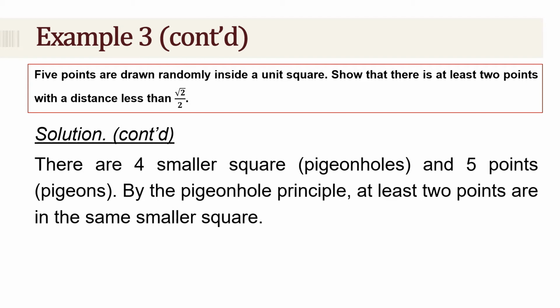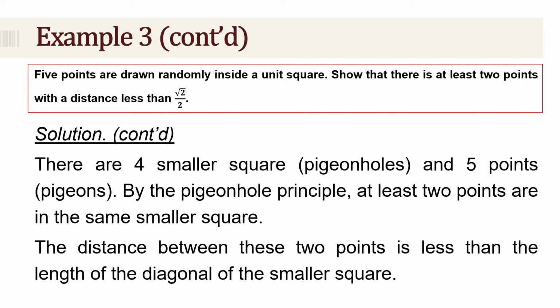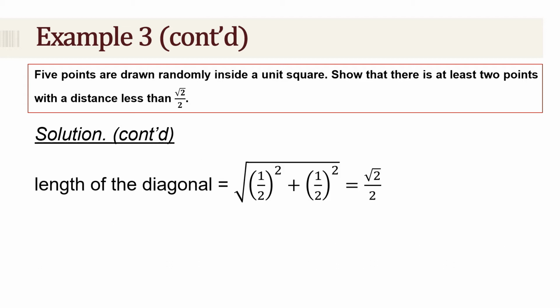Tama? Now, the distance between these 2 points is less than the length of the diagonal of the smaller square. Kasi yung pinakamalaki na is yung diagonal. Pero since nasa loob siya, so sure tayo na mas maliit yung distance niya kesa doon sa diagonal. Eh, ano ba yung length ng diagonal? Diba that is just equal to square root of 1/2 squared plus 1/2 squared. So, ginamitan lang yan ng Pythagorean theorem para makuha mo yung length nitong diagonal. Kasi square yan originally, diba? So, pag nakuha mo yung diagonal na yan, that is actually equal to square root of 2 over 2. But, yung points natin, nasa loob niyan.